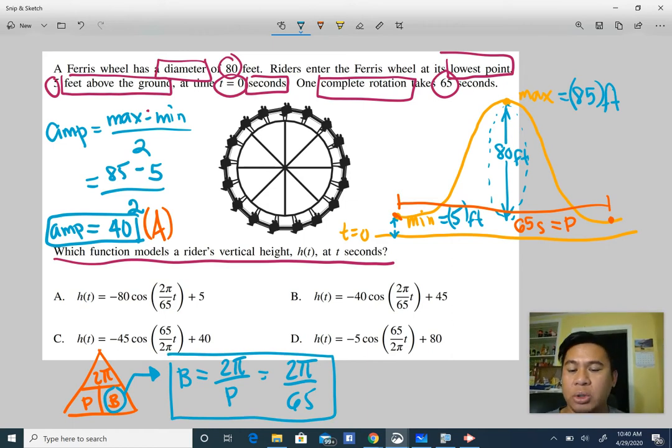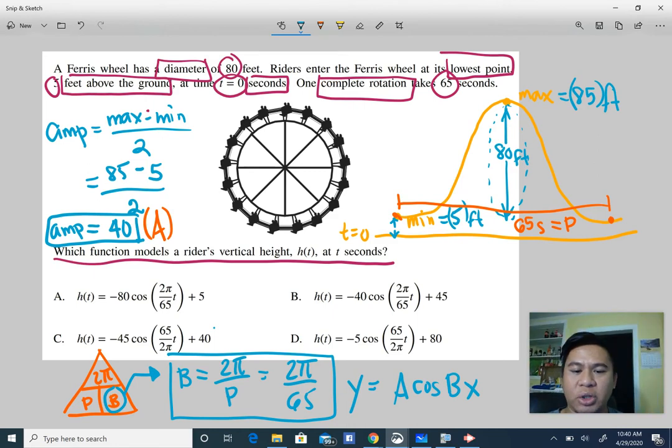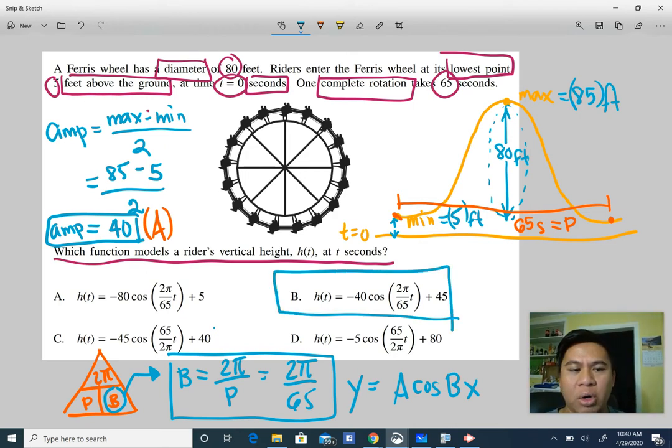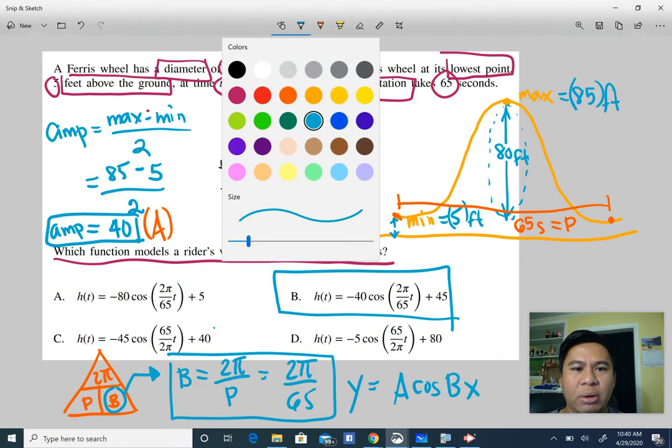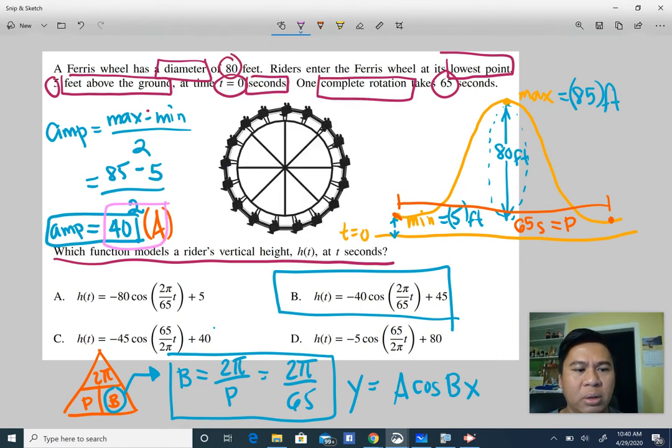All of this considered, my answer will be as follows: y equals a cosine bx. In this case it's a cosine function, not a sine function, but still a trigonometric function. My a turned out to be negative 40, and my b turned out to be 2π over 65.